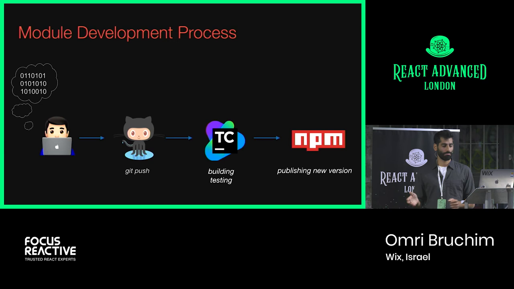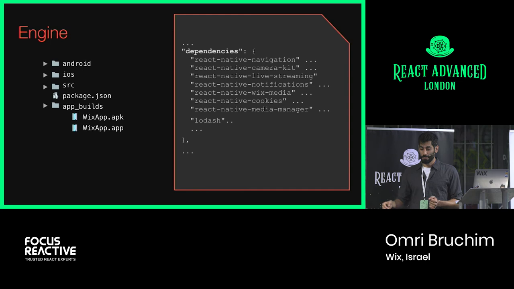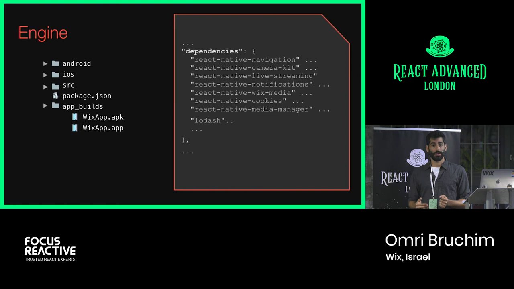So, what about the engine? The engine is actually the main point. It includes the Android code and the iOS code. These are the projects themselves. It has the source code. The source code is all the JavaScript code. As I told you, it's all the infrastructure, push notifications and all the rest, written in JavaScript. Before we go into the package.json, it holds the APK and the app itself. All the native application, again, is inside the engine.